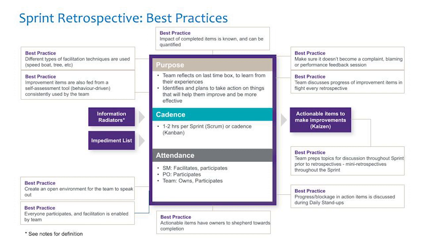So the team is supposed to reflect on what they did during the last time box. They want to learn from their experiences so they can improve. Talk about what you've done. Identify and plan to take actions to help them improve. What do they need to improve? What did they do last session? And how can they get better?